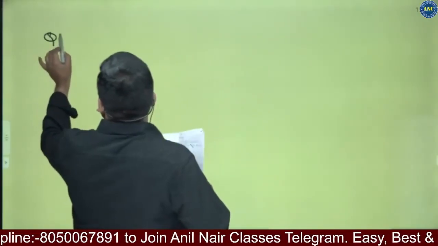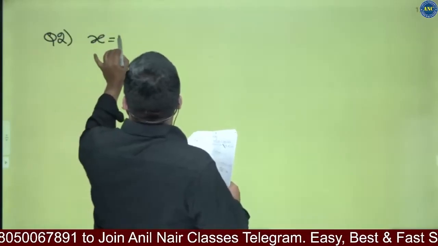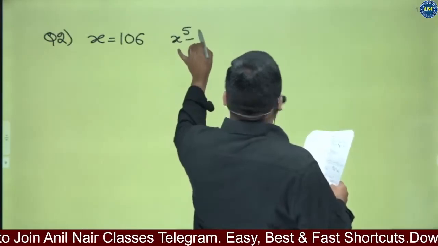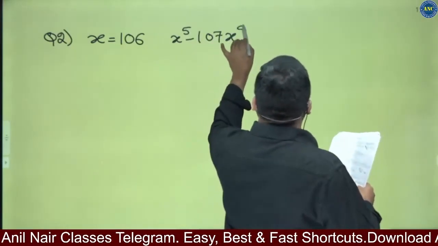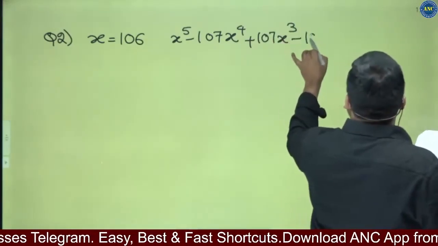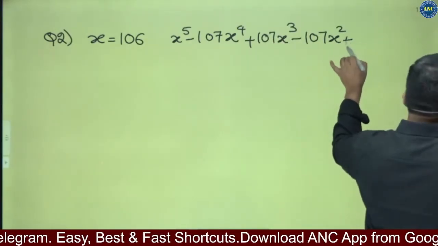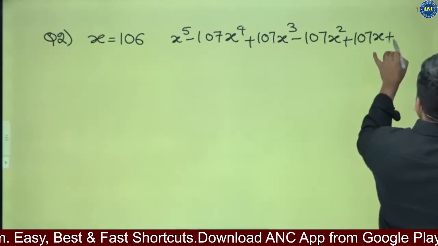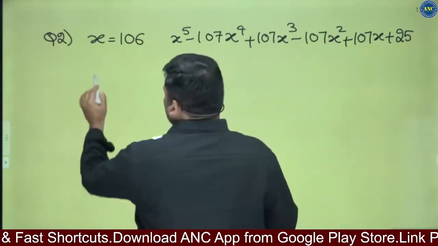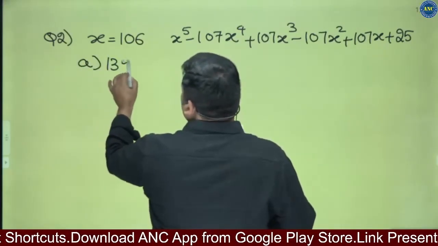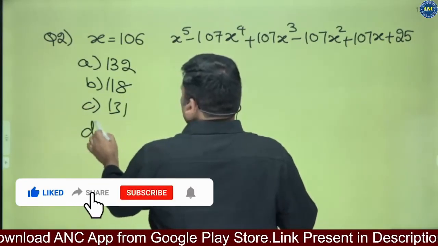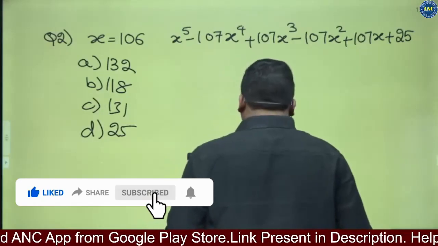Now question number 2. This is also a previous year question. X is 106. X power 5 minus 107 x power 4 plus 107 x cube minus 107 x square plus 107 x plus 25. No need to remember or mug it up. It seems like a degree 5 equation. The options I will keep are 132, 118, 131, 25.